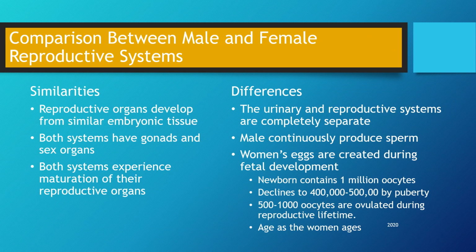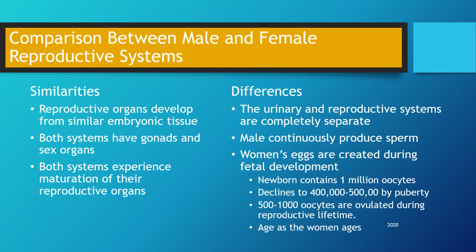The reproductive systems of male and female have some basic similarities and some specialized differences. They are the same in that most of the reproductive organs of both sexes develop from similar embryonic tissue. Both systems have gonads that produce sperm and egg or ovum and sex organs. And both systems experience maturation of their reproductive organs, which become functional during puberty as a result of the gonads secreting sex hormones. In the female, the urinary and reproductive systems are completely separate, unlike in the male.